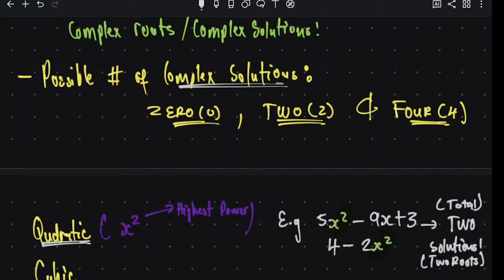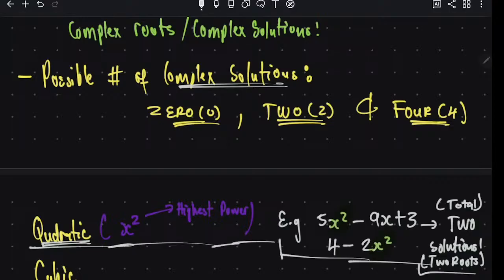Because a quadratic needs to have 2 solutions in total. So if you have 1 complex solution, it means you have 1 complex and 1 real, which is impossible. Complex is always even. Let's go to cubic so that you can understand why I really am saying this.